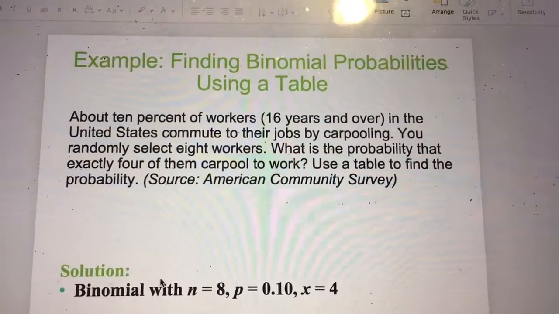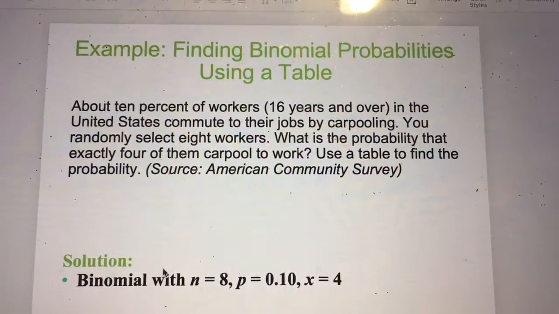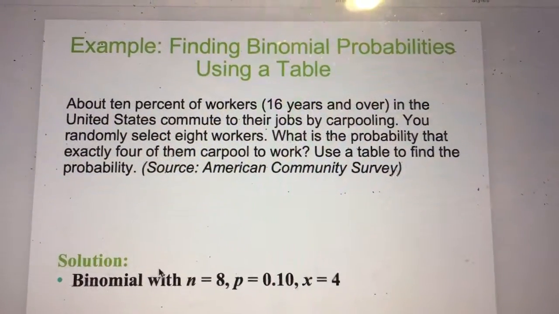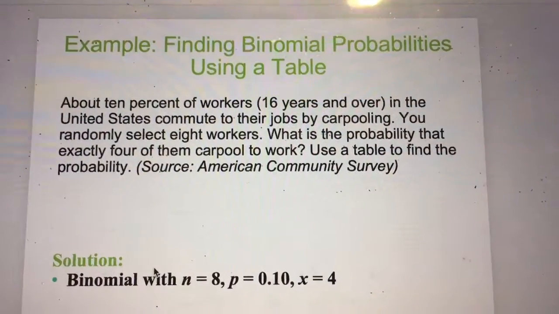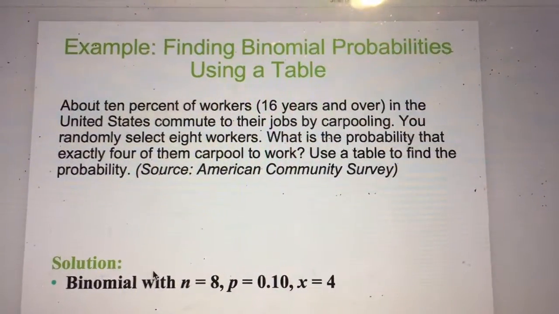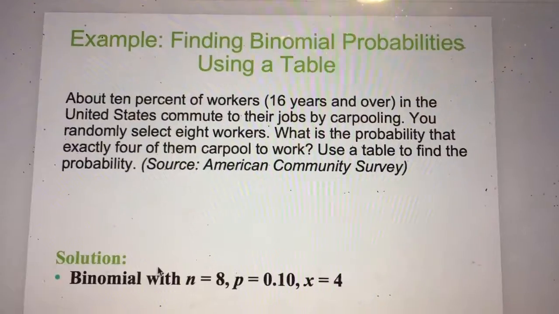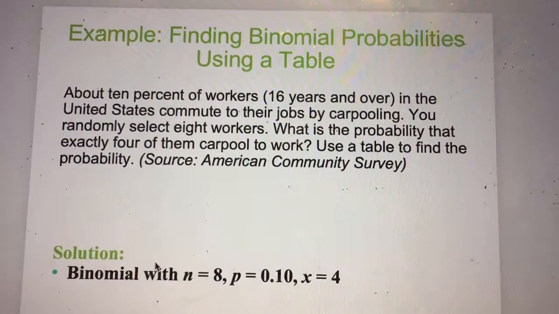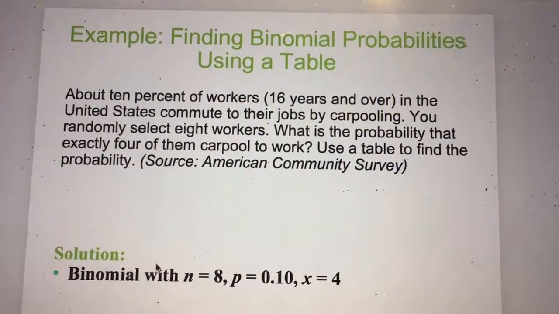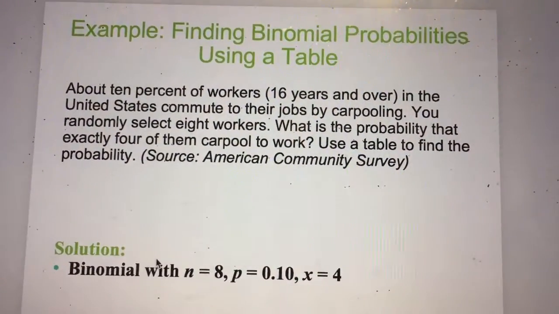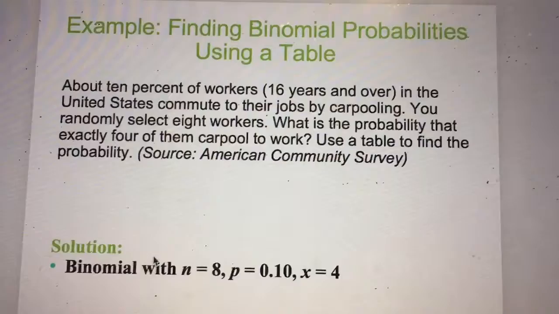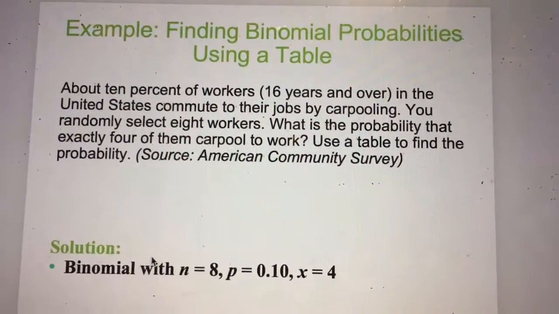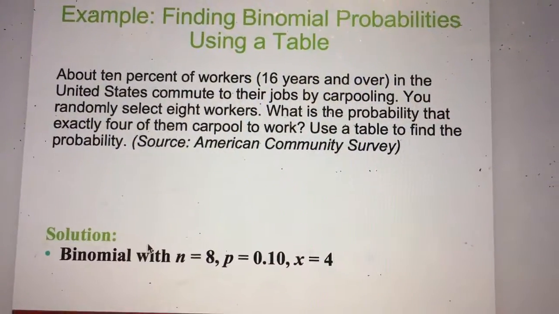Okay, so now it says find the binomial probability using the table. So now we've got n as 8, so we're going to go to 8 on the table, probability 0.10 or 0.1, and x is 4. Okay, so it says what is the probability that exactly 4 of them carpool? Because we're using exactly, we're going to use the PDF.